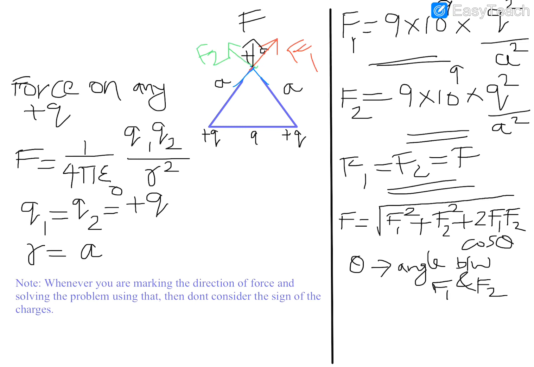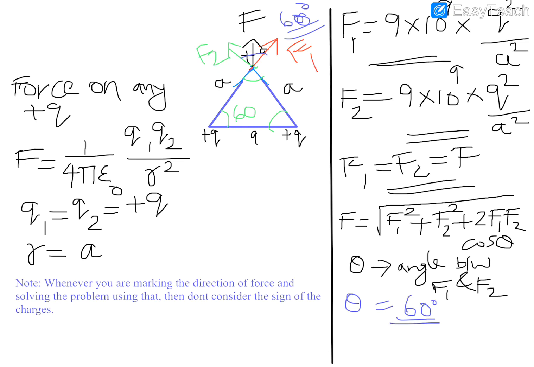From the geometry itself, it is clear. Because it is an equilateral triangle, this will be 60. This will also be 60. This will also be 60. So these three are 60. If these three are 60, then what conclusion can you make? Then this will also be 60. So angle between F1 and F2, theta, is equal to 60 degree.